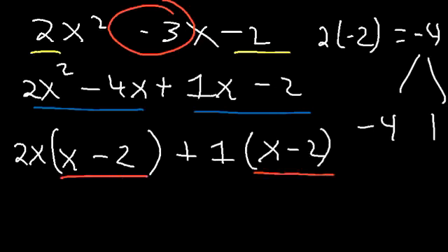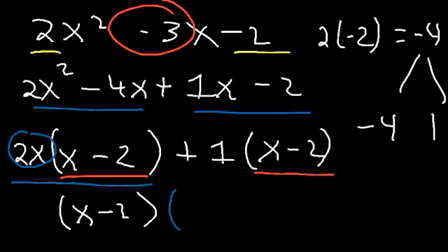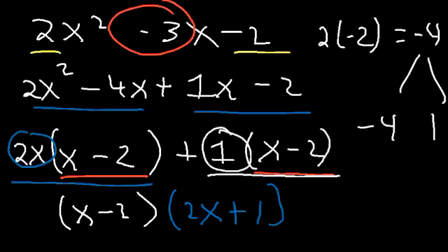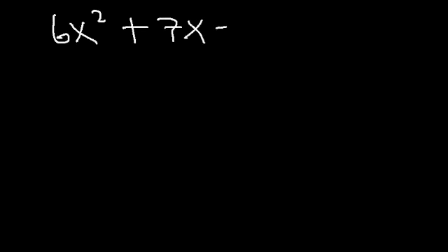If these two factors are the same, then you know you're on the right track. You haven't made any mistakes thus far. So now we're going to take out x minus 2. If we remove x minus 2 from this term, the only thing that's left over is 2x. And if we remove x minus 2 from this term, the only thing that's left over is plus 1. And so that's how you factor it. So let's try another example where the leading coefficient is not 1. Try this one. 6x squared plus 7x minus 3.